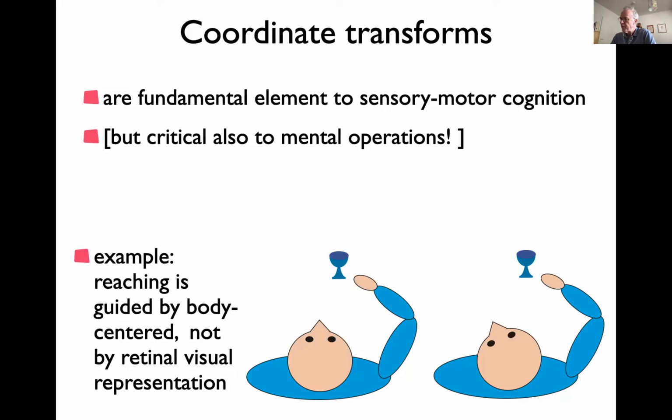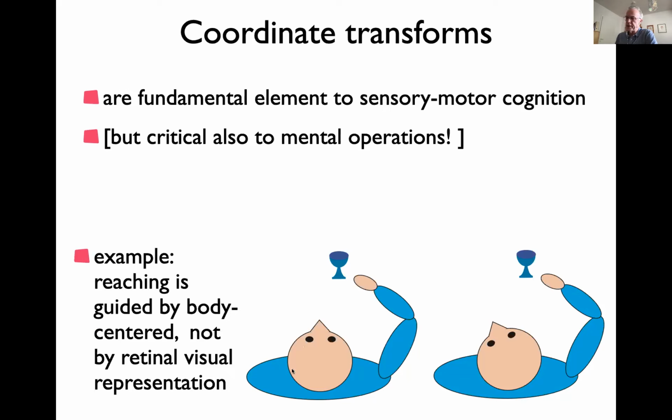Now, first, let me clarify what coordinate transforms are, and I'm claiming they are very fundamental. They are fundamental, certainly to sensory motor cognition, and I will show you later, they are actually also central to a lot of higher cognition. In fact, I'm claiming that if you do inference or you do mental arithmetic, if you say 5 + 6 is 11, then you're actually doing a mental coordinate transform. That's why it's in here.